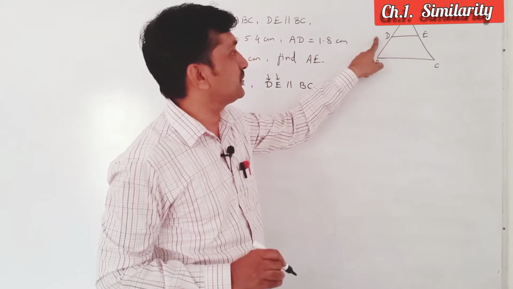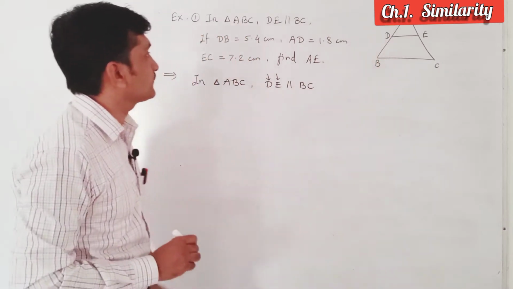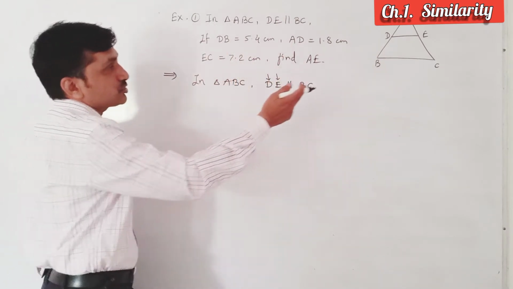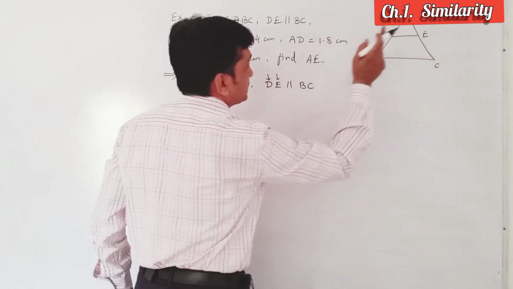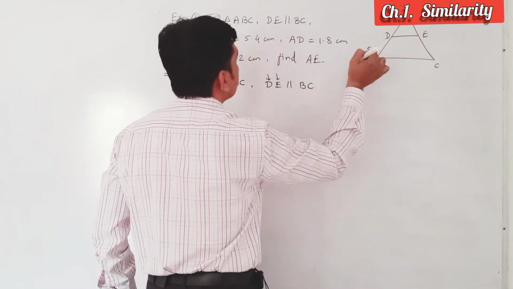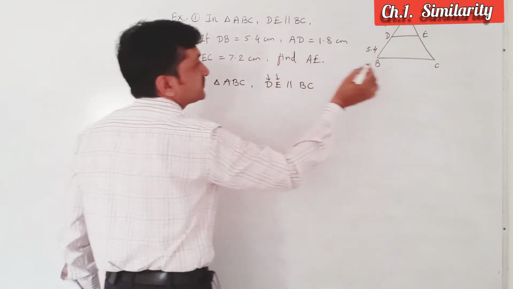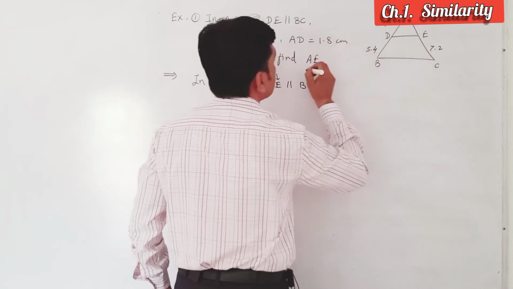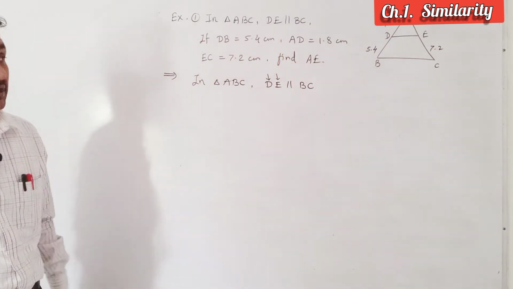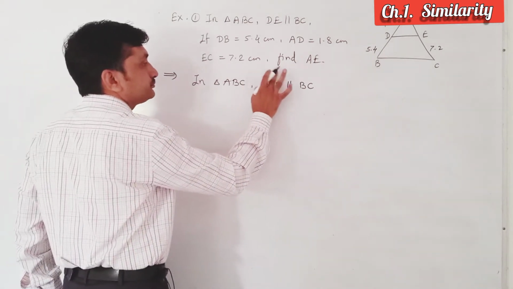Now here D, here E. First ratio at point D. What is the ratio formed at point D? AD, DB. Here AD, here DB. Second ratio at E, AE, EC. Now here DB is given 5.4, some values are given. AD is given 1.8, EC is given 7.2, and here AE is the question mark. By using BPT, we can find that AE. It is very easy. Now write the ratio.